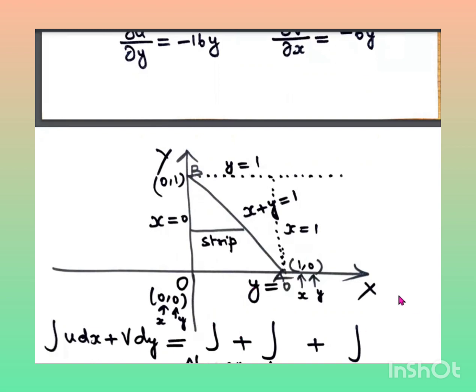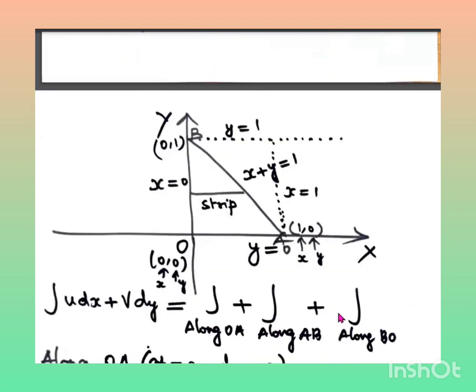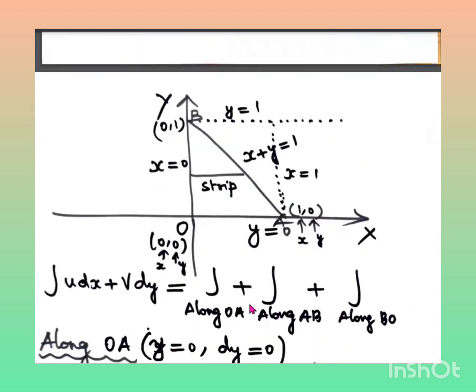Okay. So the integral of u dx plus v dy, the left hand side, is equal to, it is enough to find the integral along OA plus the integral along AB plus the integral along BO. So we have to find the three integrals. Then if you add the values, you will get the left hand side value.